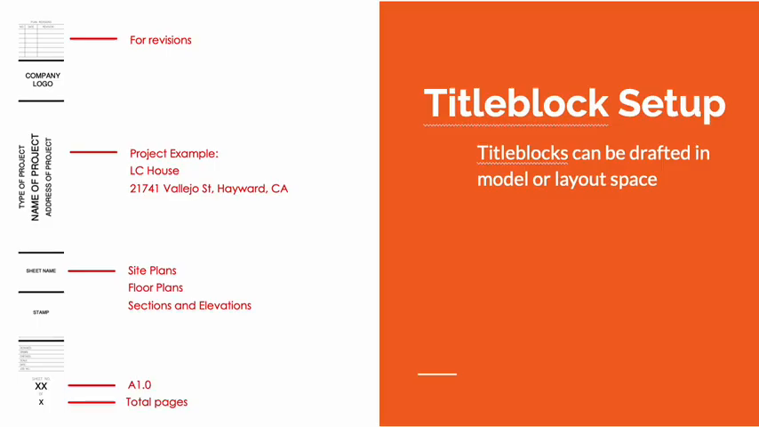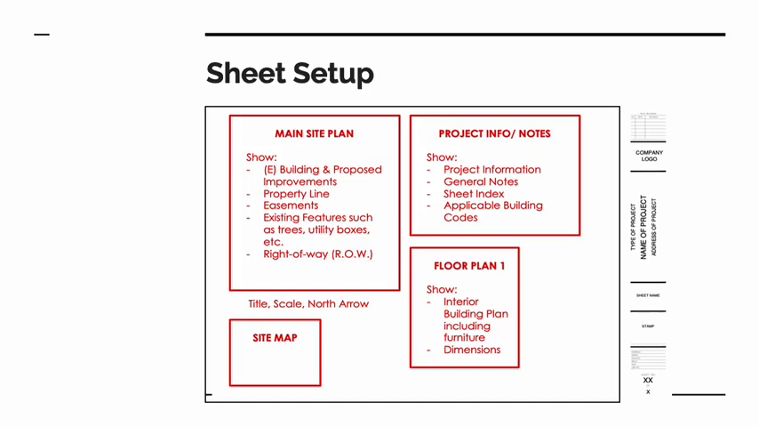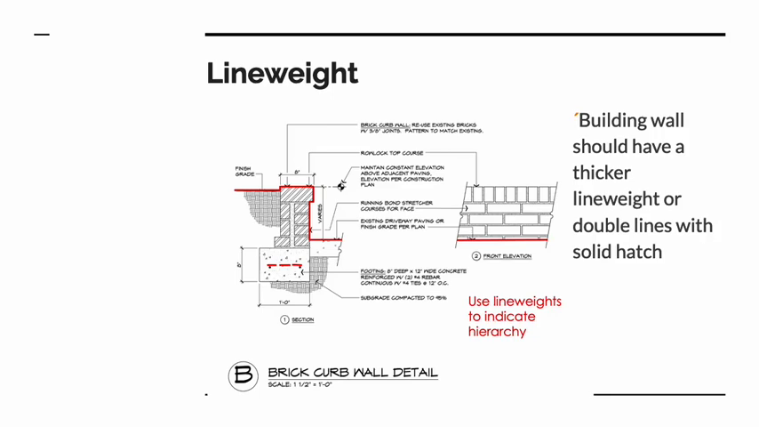Title block setup. Found in Paperspace, these include essential information like the project name, sheet number, and address. Your sheet setup includes things like the main site plan, floor plan, scales, and project information. Line weights. Line weights indicate the hierarchy of elements like walls or boundaries.